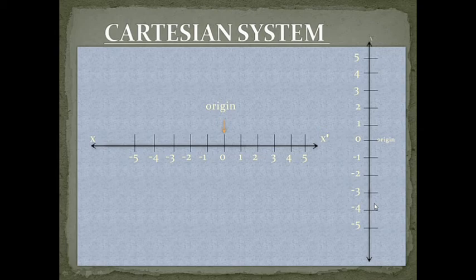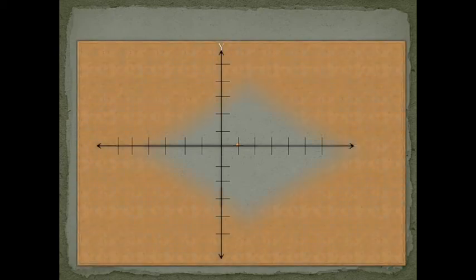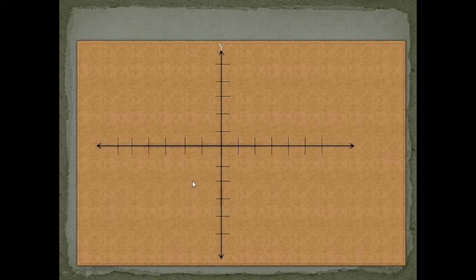The vertical line here also has the origin in the middle, and from the origin to the top we have to locate all positive numbers, and from the origin downward we have to locate the negative numbers with equal unit of distance. Now we have to combine these two lines in such a way that the two lines cross each other at their 0, or we can say at the origin.